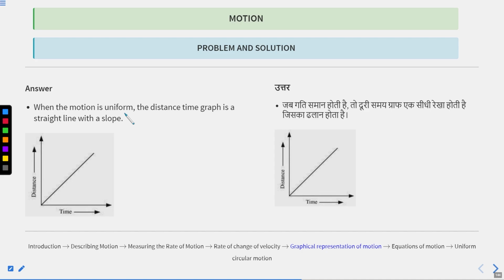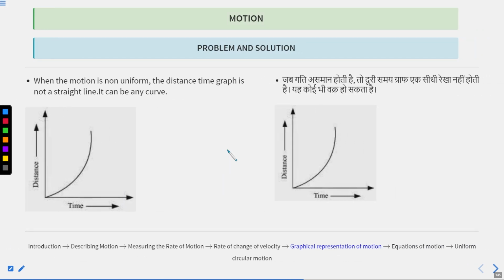The answer of this question is, if the motion is uniform, the distance time curve is a straight line. When the motion is uniform, the distance time curve is a straight line. And if the motion is not uniform, it means velocity is continuously changing or the body is accelerating, then we will get any curve.